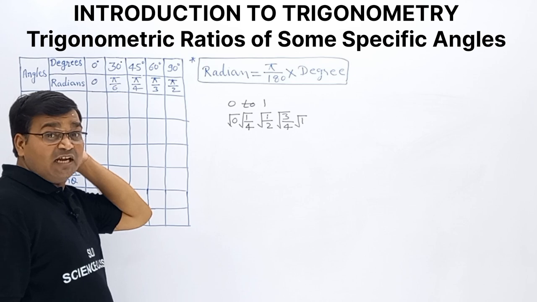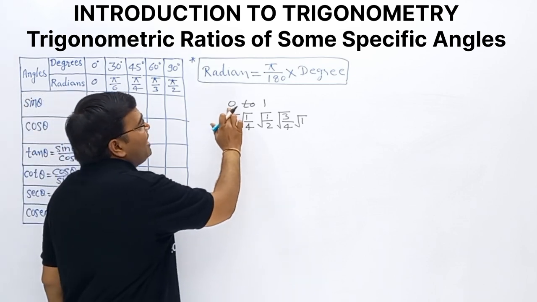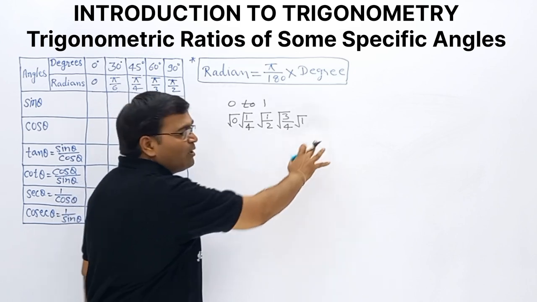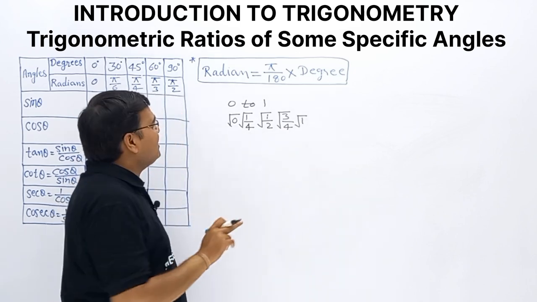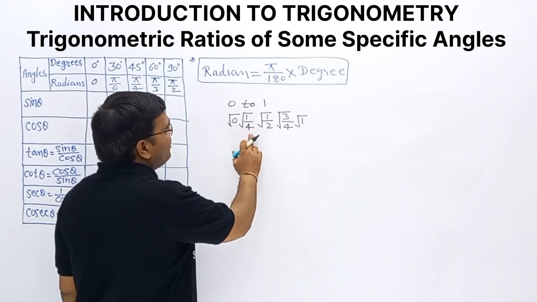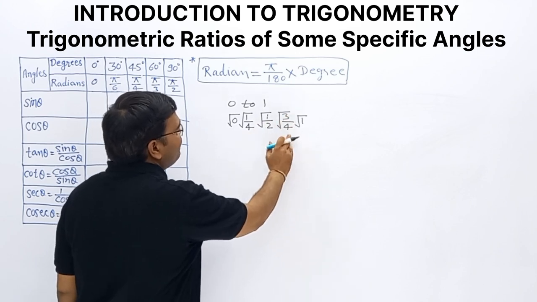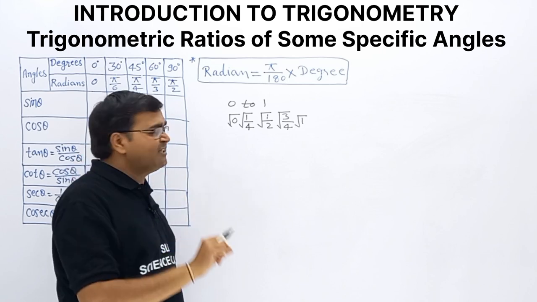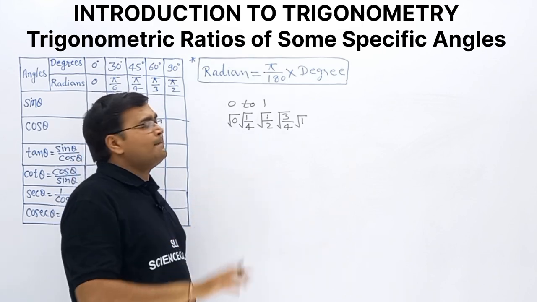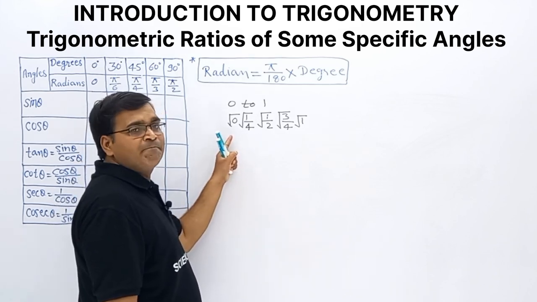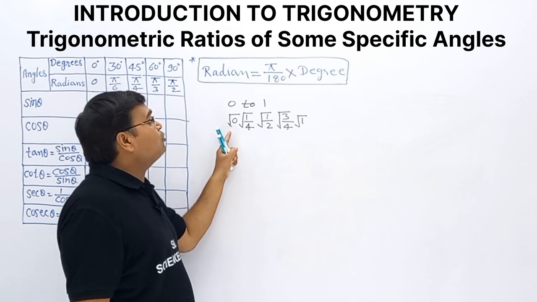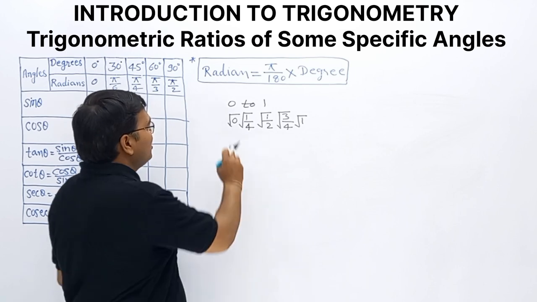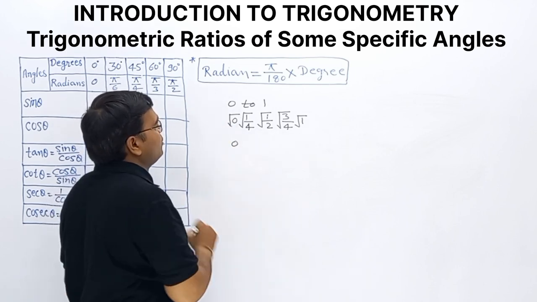Observe, this is the third step I am doing. First take 0 to 1, then divide into 4 equal parts: 0 to 1 by 4, 1 by 4 to 1 by 2, 1 by 2 to 3 by 4, 3 by 4 to 1. We get a 1/4 difference. Then the next step is doing the square root of these numbers and solving the square roots. Square root of 0 is 0.